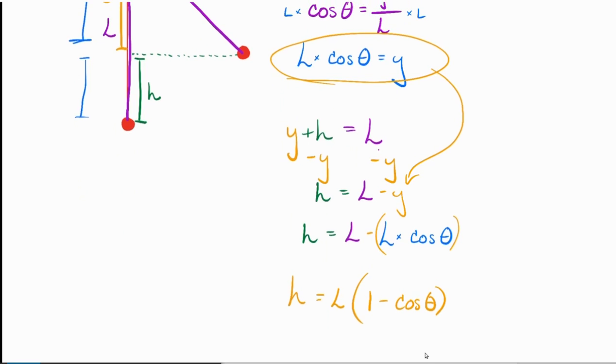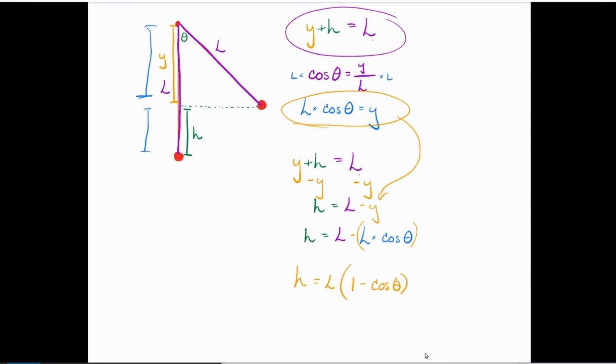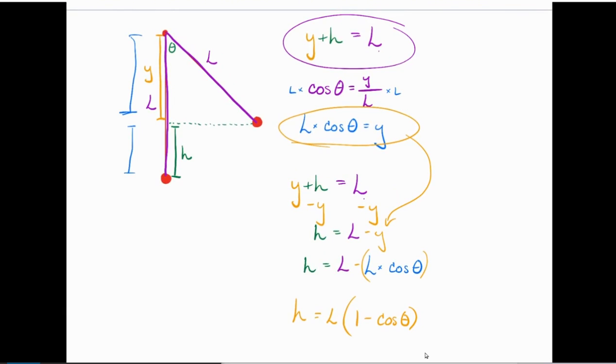But my recommendation is that you also know this procedure to go from the height, if you know the angle, and then be able to solve the other way. If you have any questions, let me know.